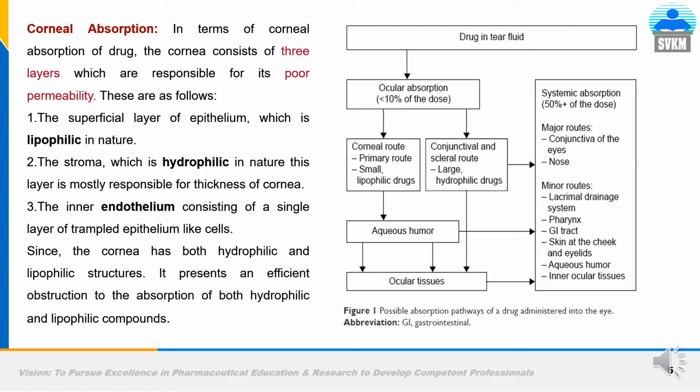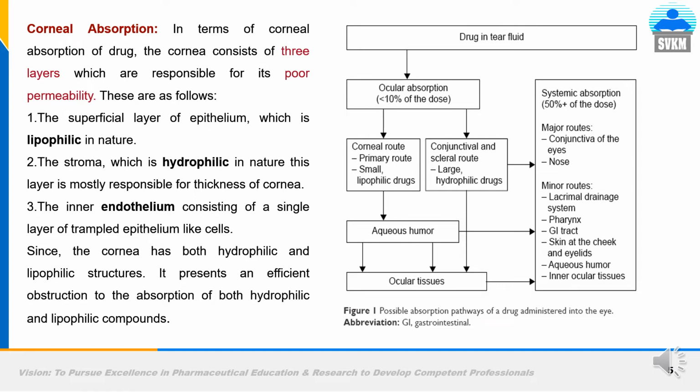So, the primary route of absorption is the cornea, and this route is very challenging. This is the main barrier for drugs. Only small lipophilic drugs cross through corneal absorption. Why is it challenging? Because the cornea consists of three layers which are responsible for its poor permeability.